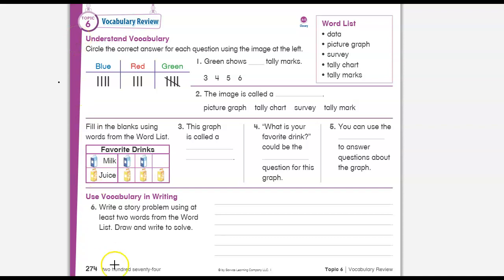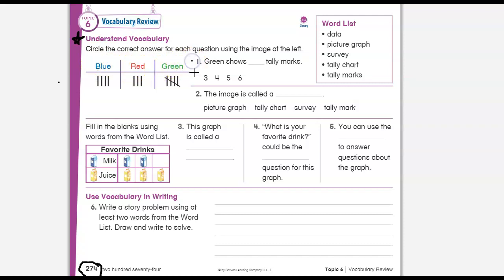Our directions at the top of page 274 say understand vocabulary. Circle the correct answer for each question using the image at the left. We will be using this tally chart to answer questions 1 and 2. In this tally chart, we are talking about different colors. We have the colors blue, red, and green.